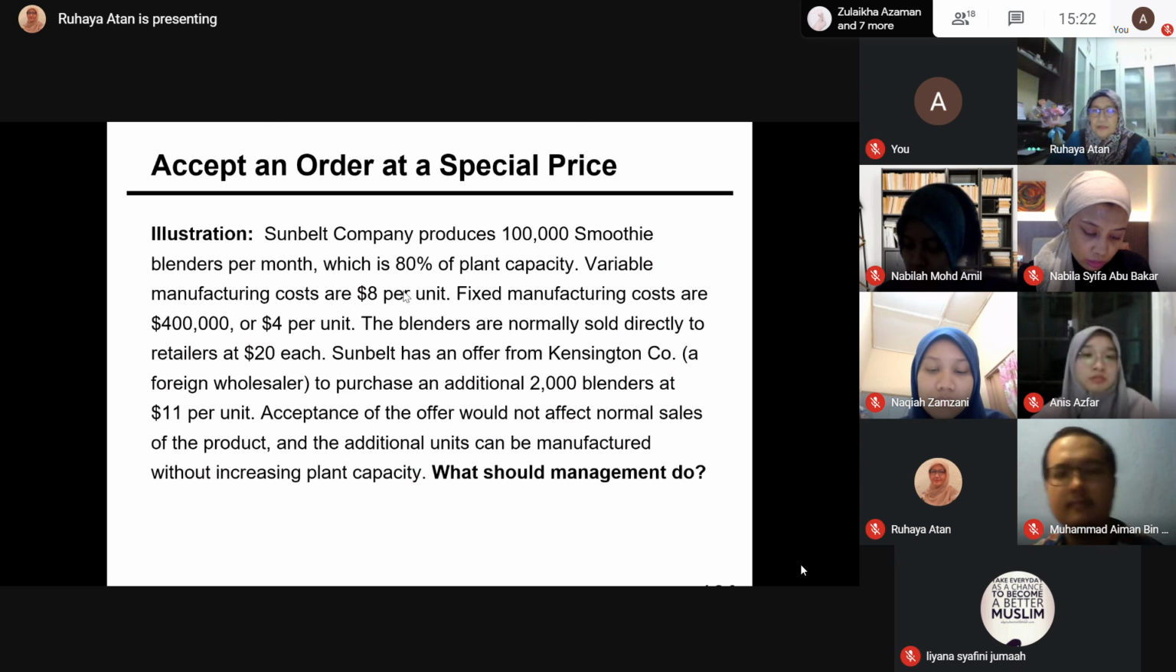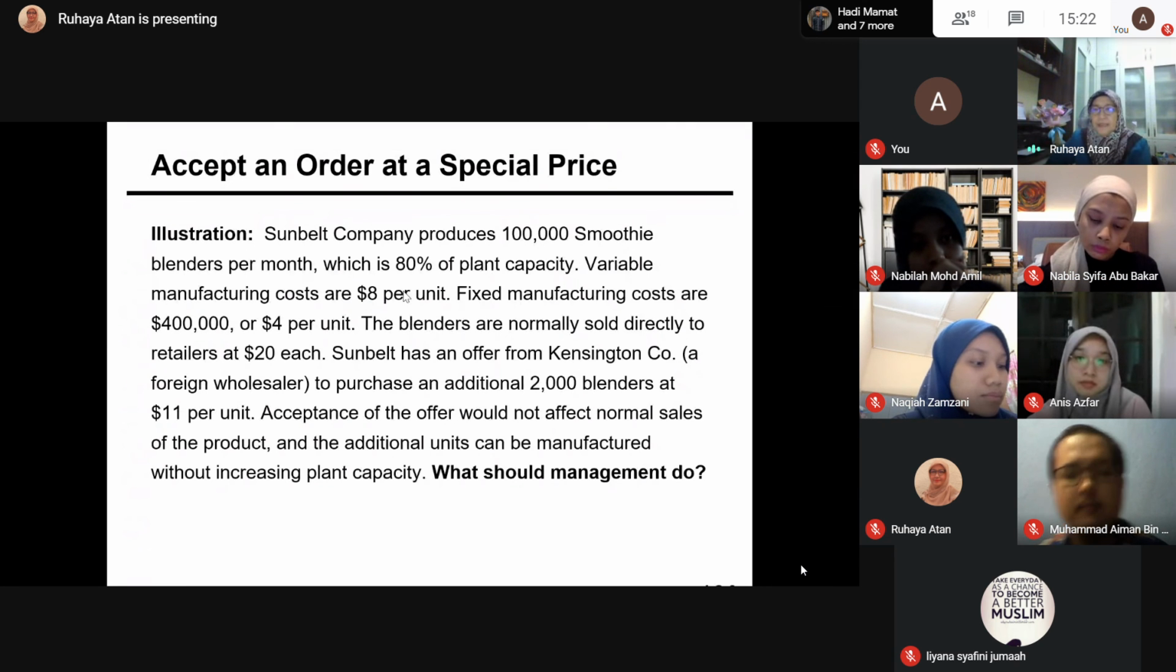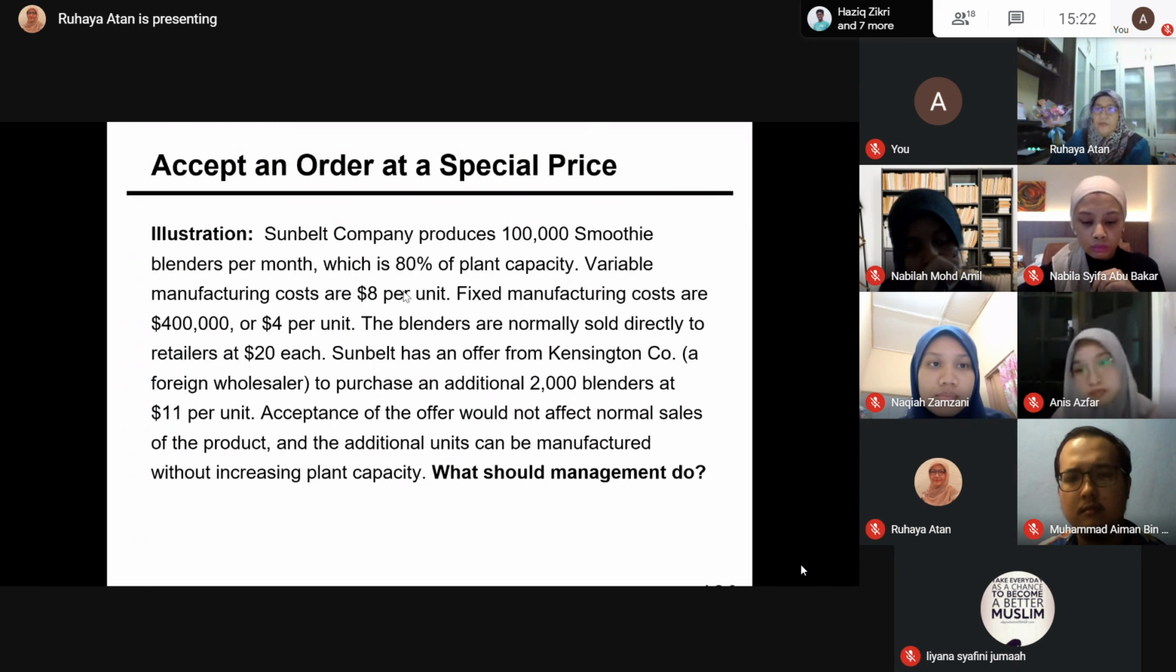Well, the assumption is that even if they accept the offer, it will not affect their normal sales. So don't worry about that. And the additional units can be manufactured without increasing the plant capacity. Remember, we say they are working below full capacity, so they still have room to manufacture 2,000 blenders. But look at the price. Kensington wants to buy at $11 only, whereas they can sell it to the retailers at $20. So what do you think? Is it better to take the offer or not?